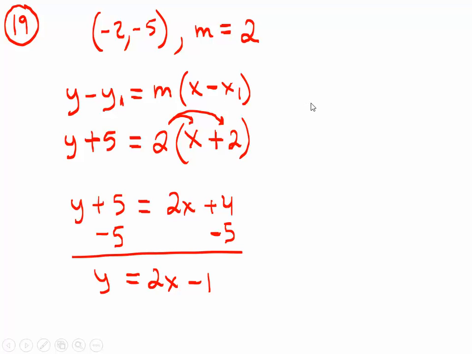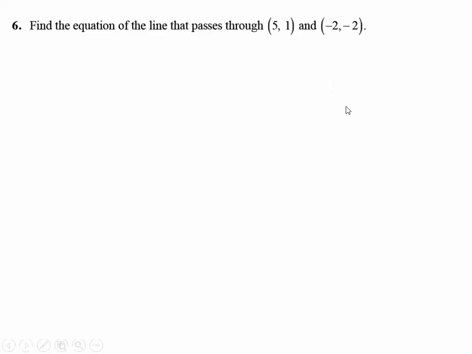Okay, sometimes though, here's my little problem. Sometimes we actually don't know the slope. Sometimes we look at a graph and I can kind of figure out, I know it goes through this point, and it goes through another point, but that's about it. So this is what number 6 is about. I looked at a graph, I say, you know what, I know it goes through (5, 1) because it's right on (5, 1). I know it goes through (-2, -2), but that's all I can figure out.